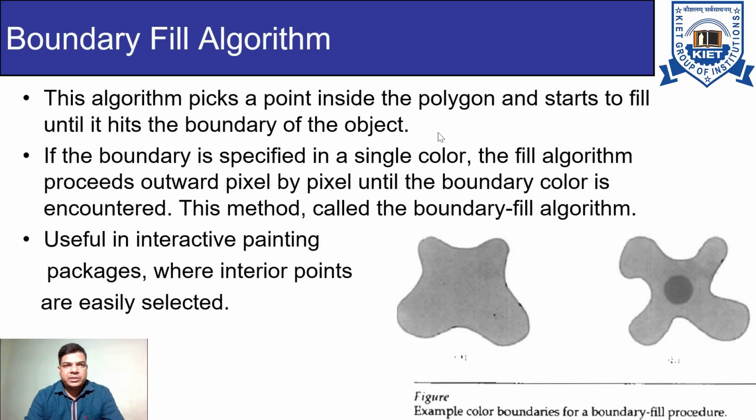Now the next algorithm is the boundary fill algorithm. Before applying it, we should keep one thing in mind: the boundary of the object should be of the same color. If the boundary has different colors, then we cannot apply the boundary fill algorithm. So in the boundary fill algorithm, the boundary of the entire object has a single color.